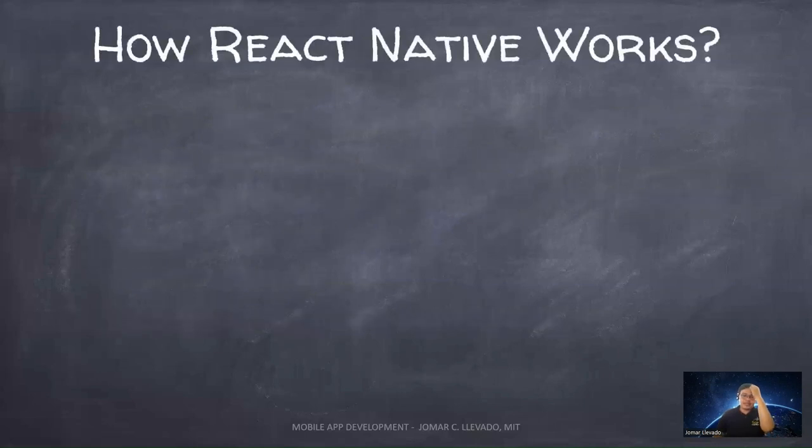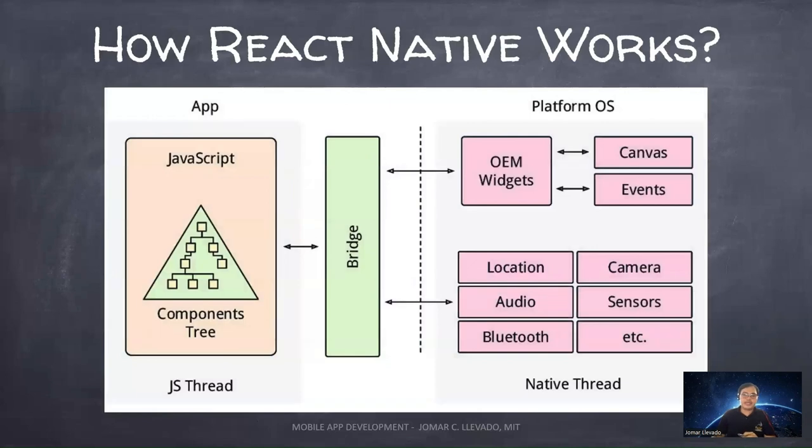So how does React Native work? I have here a diagram which reflects how it works under the hood. Basically, the key thing about React Native functioning like an actual natively developed application is its React Native bridge. Same as the name implies, the bridge works as an intermediary between our JavaScript code and what we call native code.